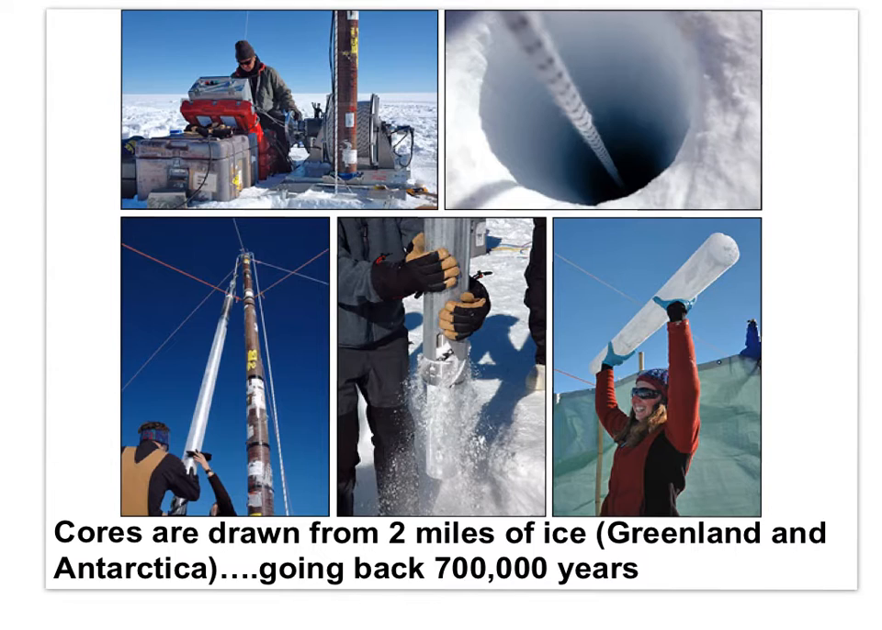Here are images to show how ice cores are done. A drill bores deep into the ice on Antarctica or in Greenland, and these cores are drawn from the ice and saved, preserved, kept frozen. The bubbles of air trapped in the ice are analyzed for the concentration of carbon dioxide. These cores are deep enough to go back 400,000 to 700,000 years.